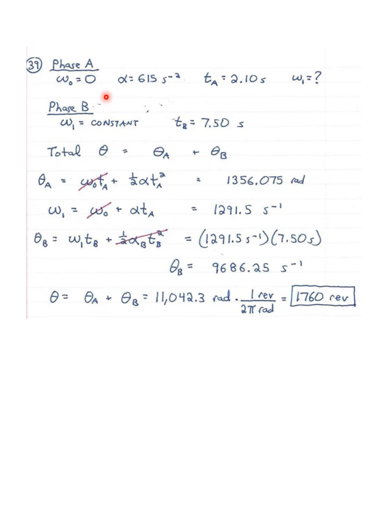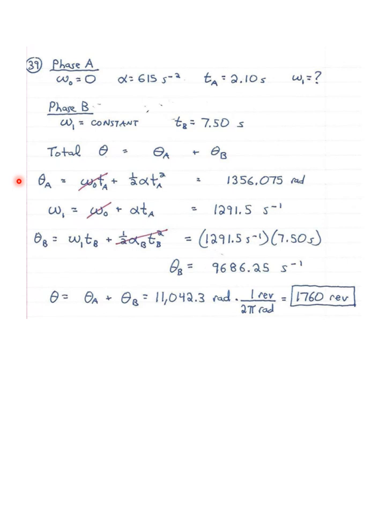Phase B, whatever omega 1 was, so whatever the angular velocity was at the end of phase A, that's what it is throughout phase B. It's constant. And phase B lasts for 7.5 seconds. So we still don't know what that omega 1 is, but we'll get to it. The total angle that the drill spins through is the angle from phase A plus the angle from phase B. So let's do phase A first.